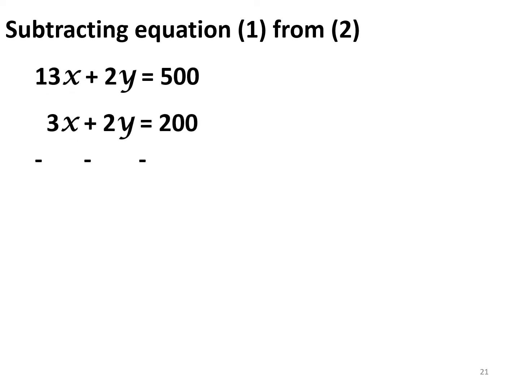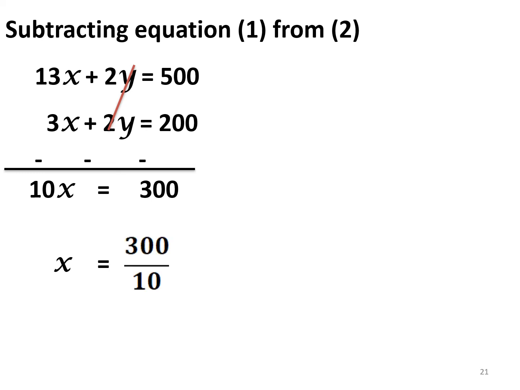Subtracting equation 1 from 2. 13x plus 2y is equal to 500 minus 3x plus 2y is equal to 200. Plus 2y minus 2y gets cancelled. 13x minus 3x is 10x. 500 minus 200 is equal to 300. So the equation is 10x is equal to 300. Therefore, x is equal to 300 upon 10 and x is equal to 30.